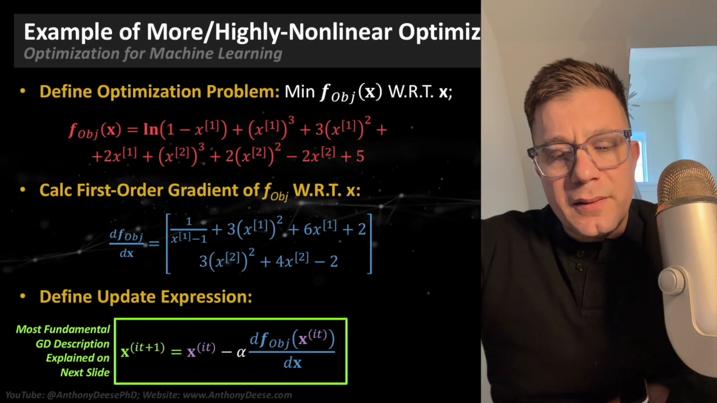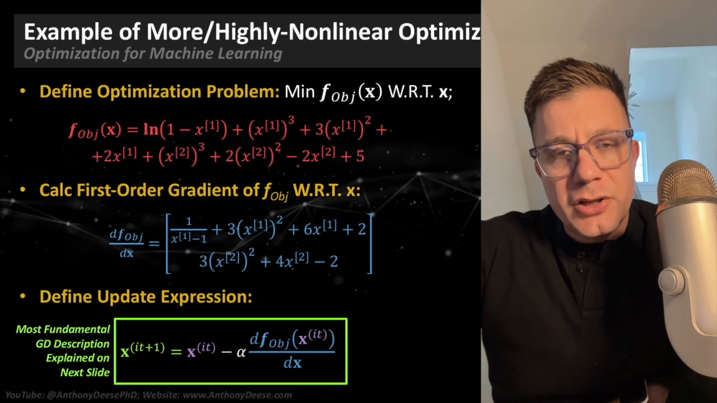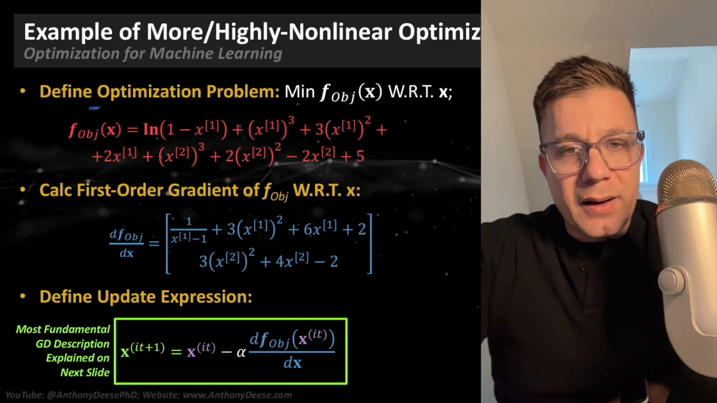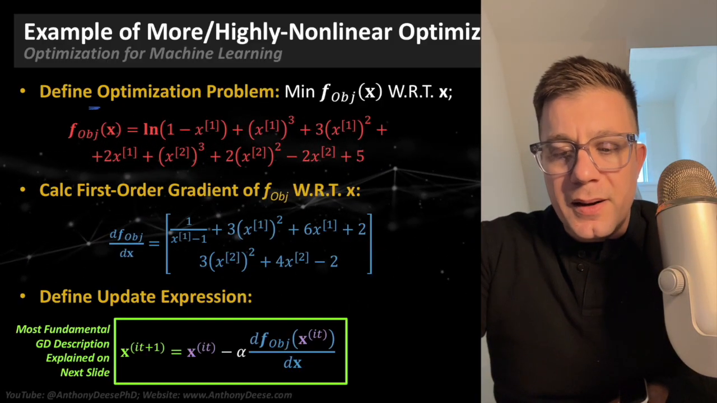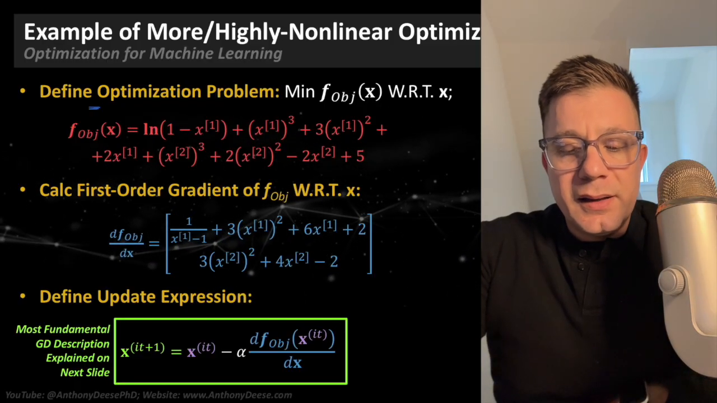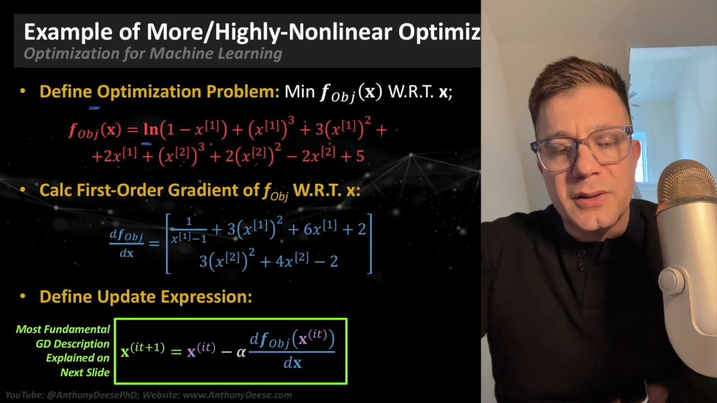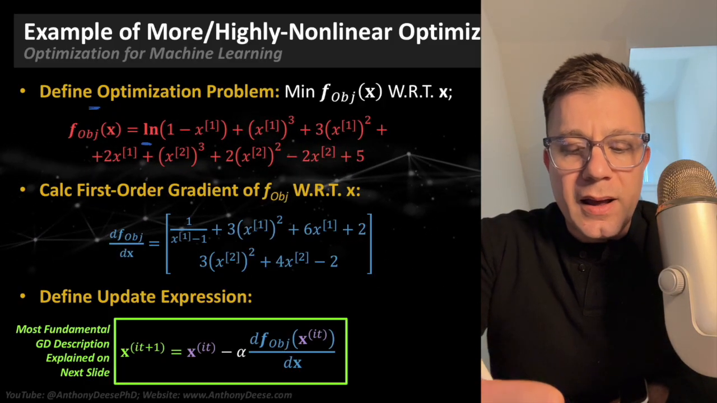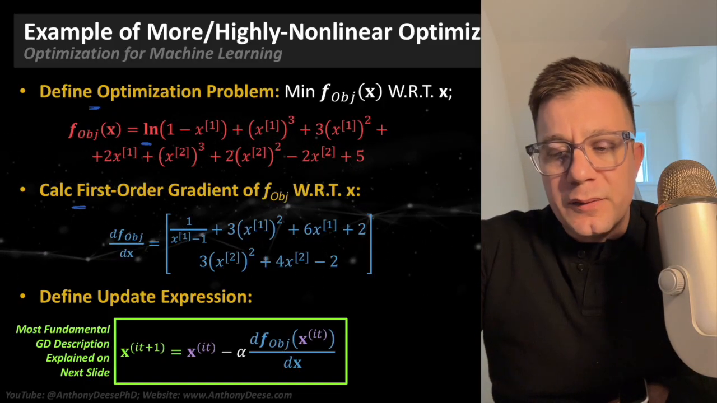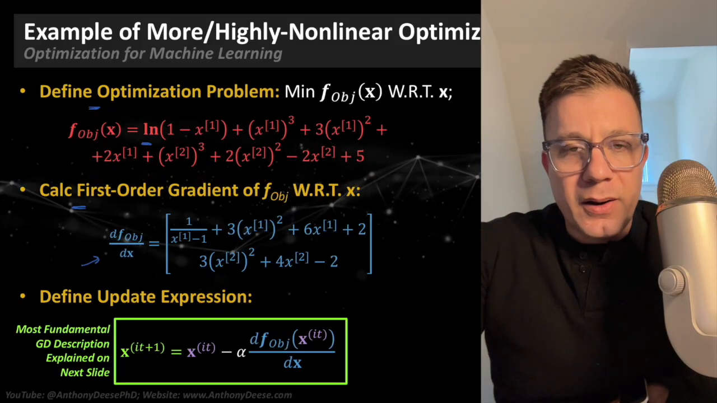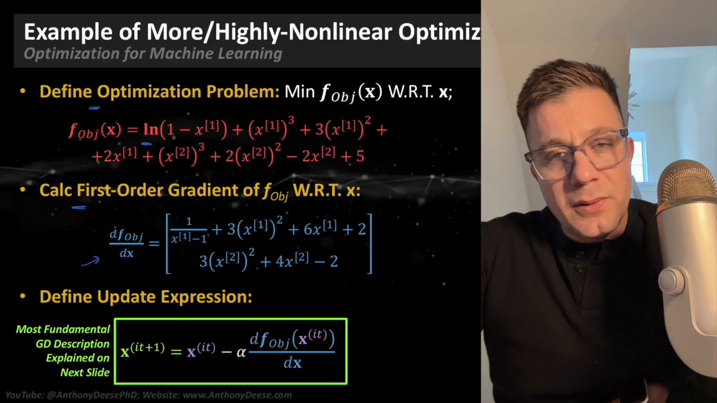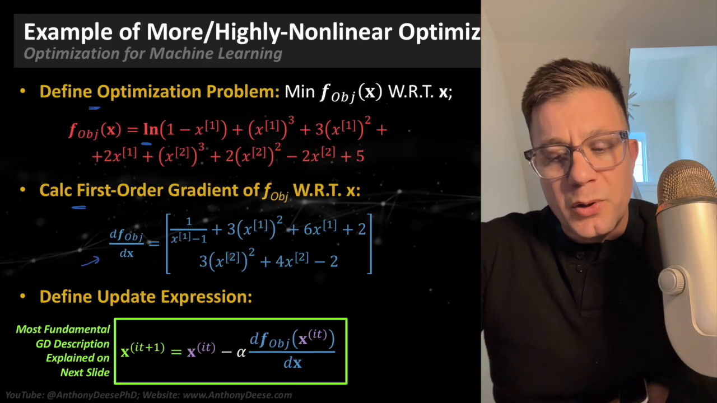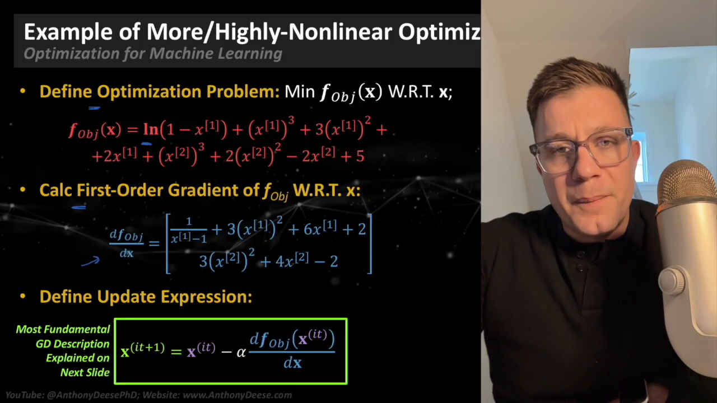So let's revisit the example of a highly nonlinear optimization problem from the previous module. Like we did in that module, we first need to define our optimization problem. We want to minimize an objective function with respect to x. It's defined as natural log of 1 minus x1 plus x1 cubed, etc. Again, like we did in the last module, we calculate the first order gradient of the objective function with respect to x. You can see that array right here. Now, one thing that we didn't do in the last module was show how to solve. Assuming we want to use gradient descent for this purpose, we need to define an iterative update expression like the one shown here.